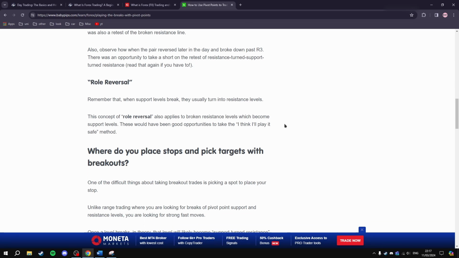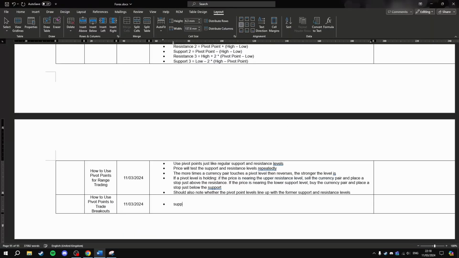Role reversal, remember that when support levels break, they usually turn into resistance levels. This concept of role reversal also applies to broken resistance levels, which become support levels. These would have been good opportunities to take, I think, with the play it safe method. Support levels breaking turn into resistance levels.